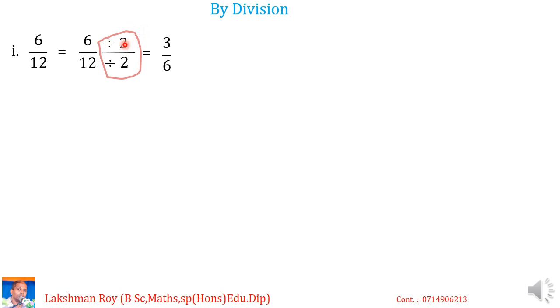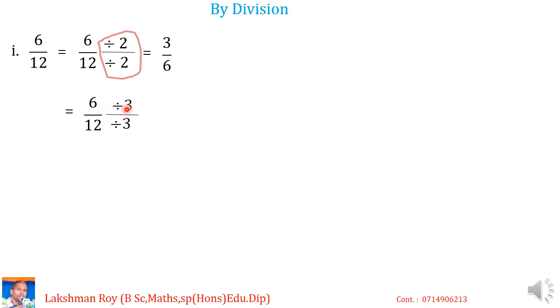So we selected number 2 here, right? Now we have to try number 3. Check whether you can divide these two numbers by 3. 6 can be divided by 3, 12 can be divided by 3. So that means you can select number 3, right? Now select number 3. My fraction is 6/12, right? Both numerator and denominator I am going to divide by 3.